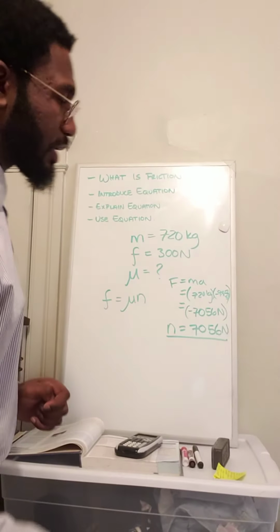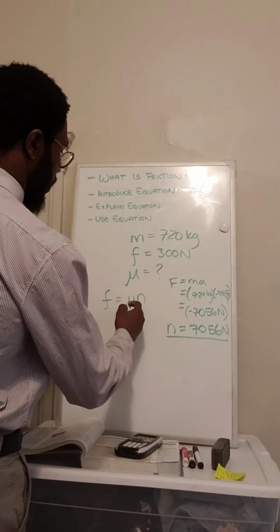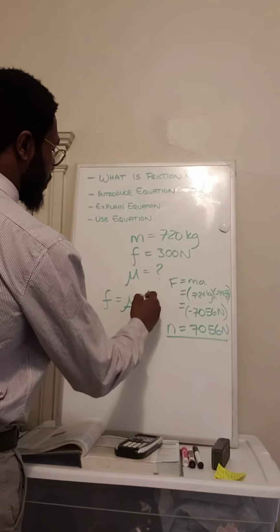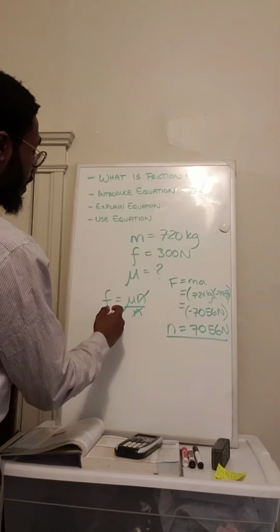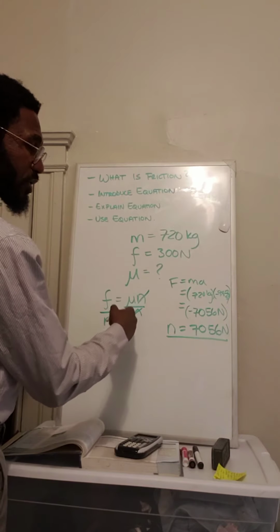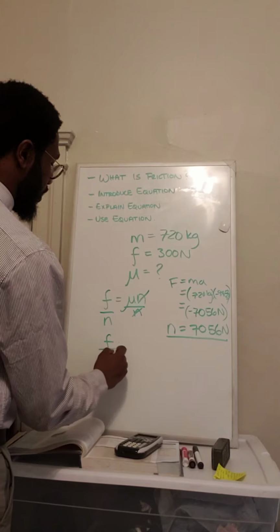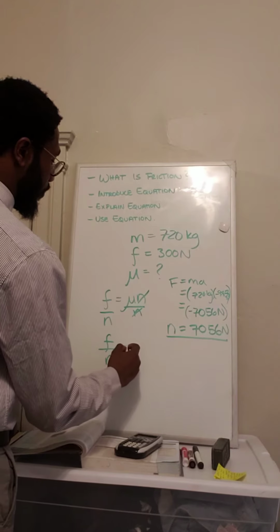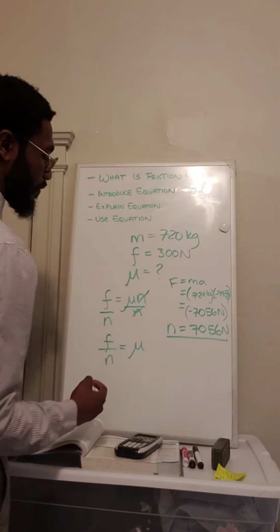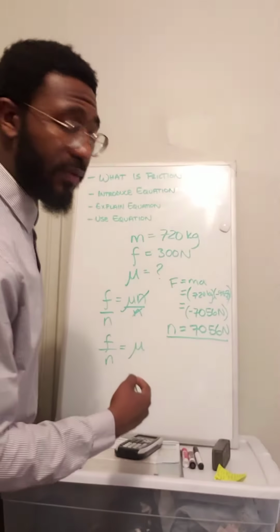All right, just wanted to give you a second to think about it. But we're going to divide by the normal force because that removes everything else away from the coefficient of friction. So now we have frictional force divided by the normal force equals the coefficient of friction. Now let's plug in our values.